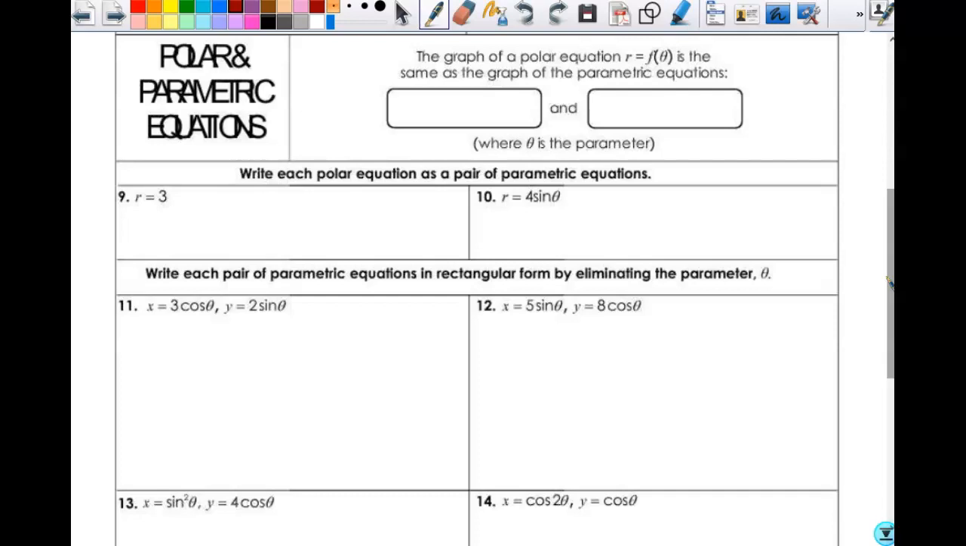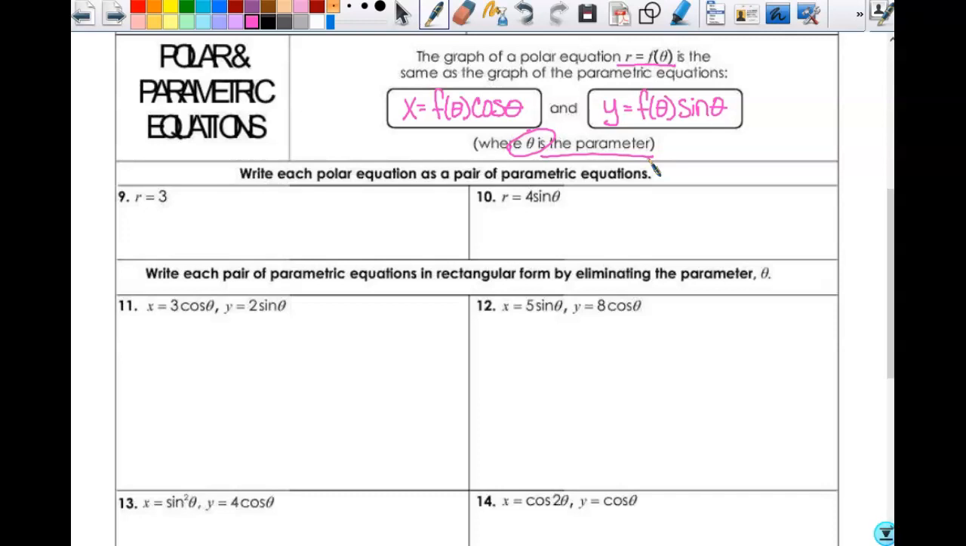Okay. So the graph of a polar equation, r equals f of theta, is the same graph as the parametric equations x equals f of theta times cosine theta, and y equals f of theta sine theta, okay, where theta is the parameter. So instead of t, we have theta, right?